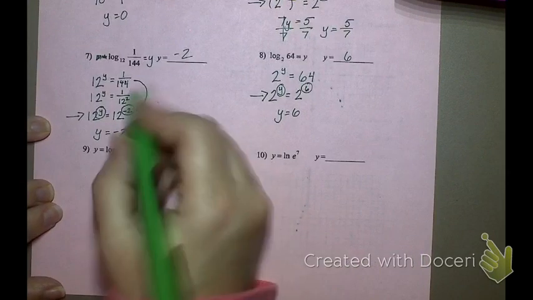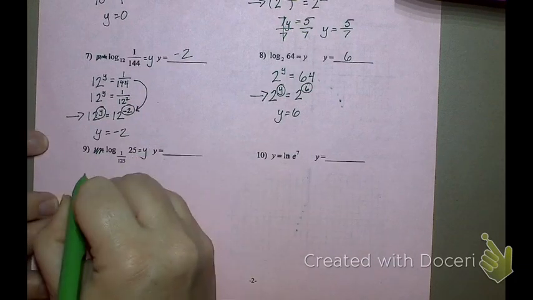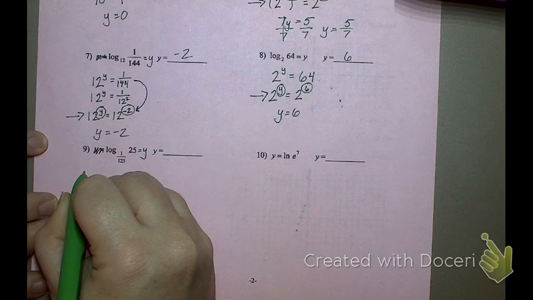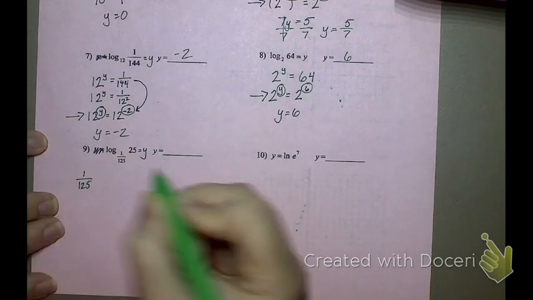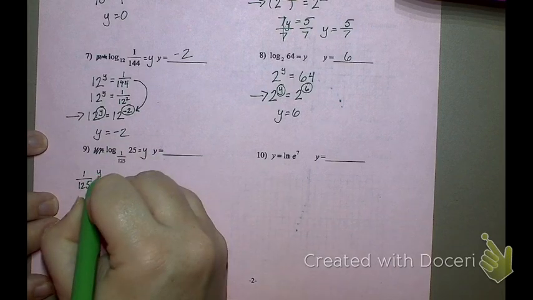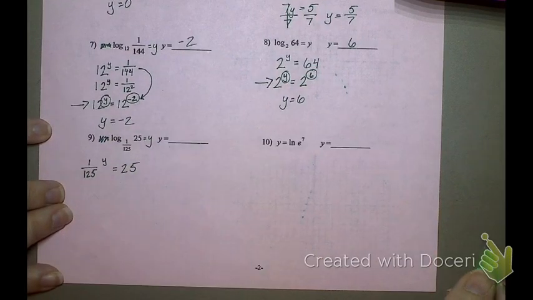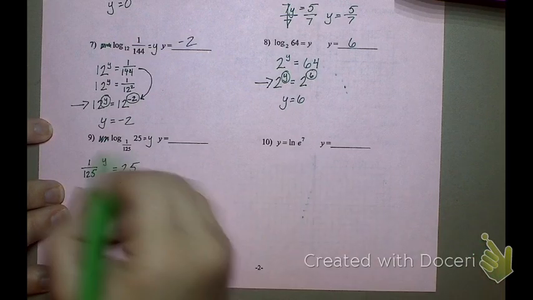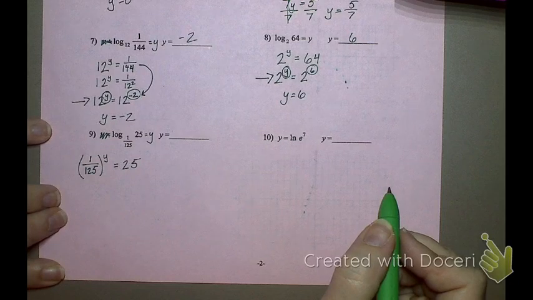All right, again, my y equals is on the left. I'm going to move it to the right. So what's my base? 1 over 125 to the what power? Equals, and I can write it just like that, right? No. Parentheses! Don't be the person that still misses those parentheses.